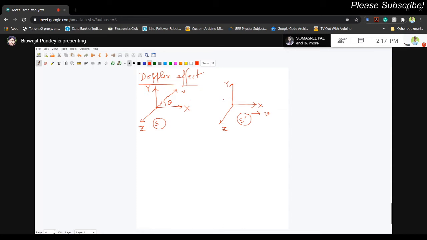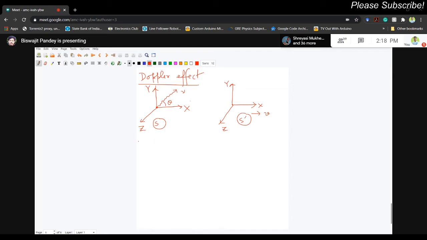So again, the task is straightforward. As I told you, whenever you encounter such a problem, your job will be to write down the four momentum. In this case, since we have learned about four vectors, we'll be writing the four vector of the photon, not the four momentum. Of course, you can also write down the four momentum. So what will be the four momentum of this photon in the S frame and the S prime frame?